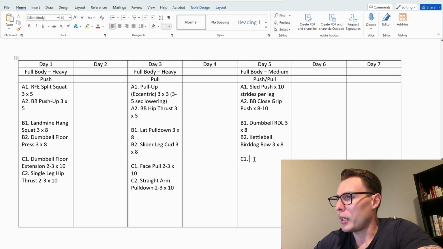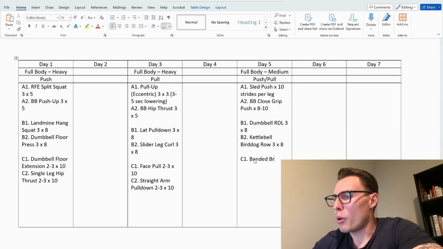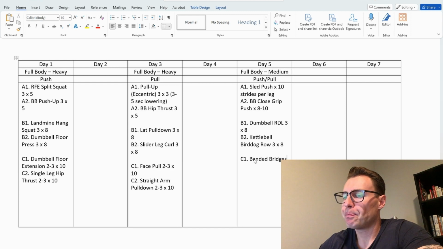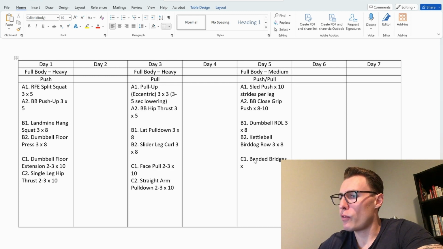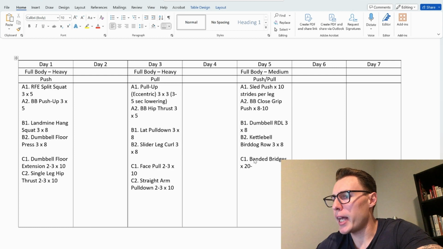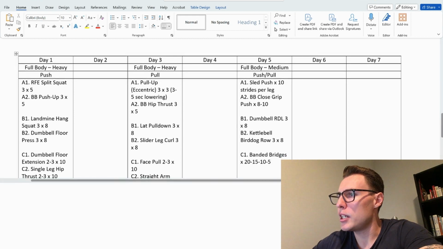So that might be something like banded bridges, where we have the hip circle band around our knees and we're performing bridges up and down, just focusing on dialing in those glutes. We might do a pyramid where we're doing 20 the first set, 15 the second, 10 the third, and then down to 5. And we'll pair in between each set of those.